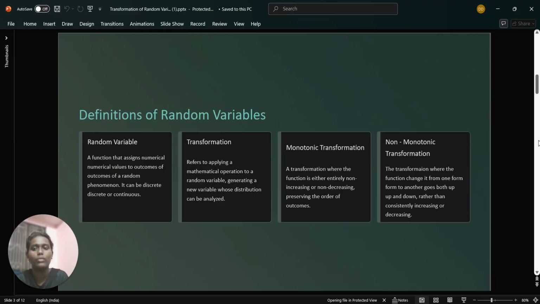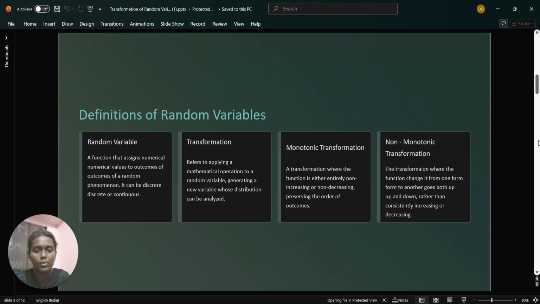Let us start our introduction with definitions. Random variable: a random variable is a function that assigns numerical values to outcomes of a random phenomenon, which can be either discrete or continuous. Transformation: it refers to applying a mathematical operation to a random variable, generating a new variable whose distribution can be analyzed.